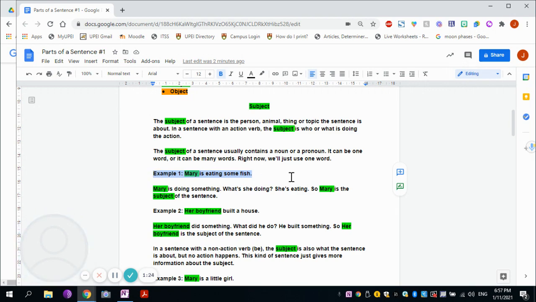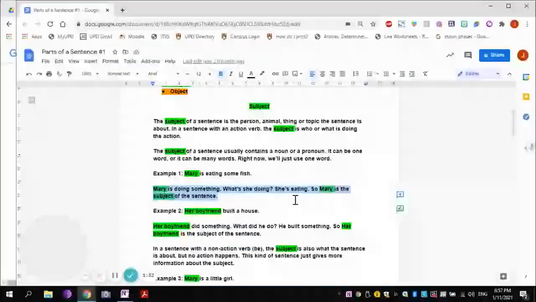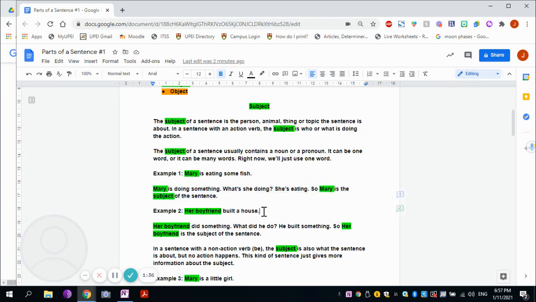Example 1. Mary is eating some fish. Mary is doing something. What's she doing? She's eating. So Mary is the subject of the sentence. Example 2. Her boyfriend built a house. Her boyfriend did something. What did he do? He built something. So her boyfriend is the subject of the sentence.